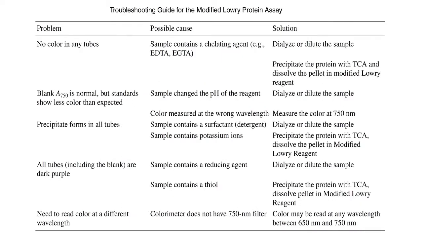Lowry assay is nearly 100 times more sensitive than the Biuret reaction alone. Chelating agents, surfactants, high potassium concentrations, reducing agents, and thiol-containing substances interfere with this method.